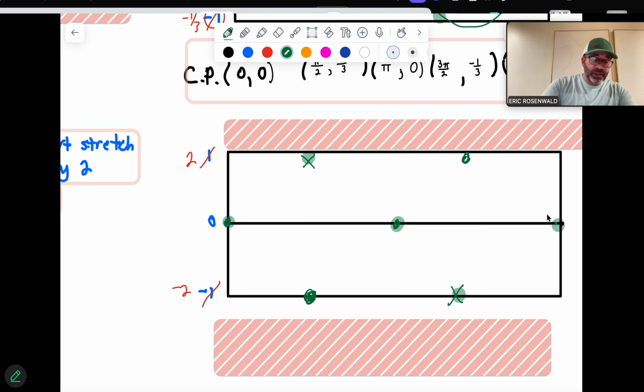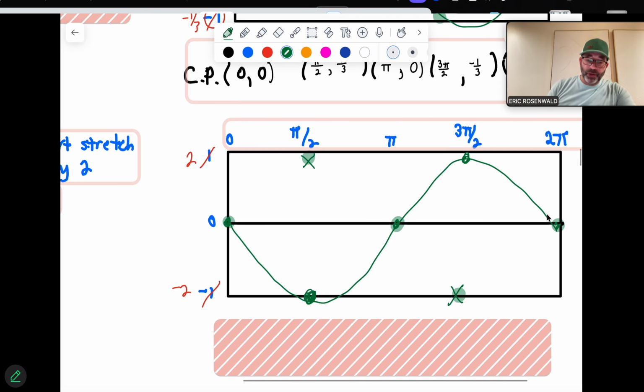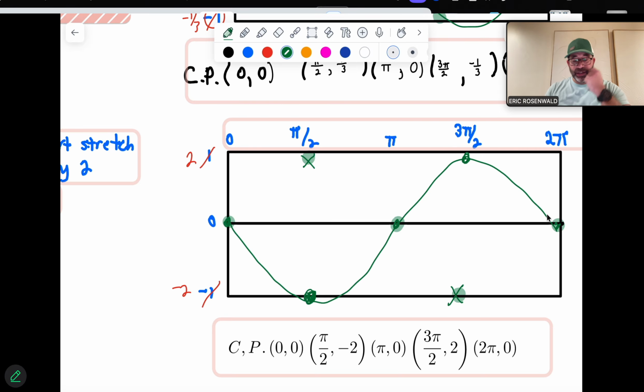Okay? And it stays exactly where it is. So now my graph is actually going to look like this instead. It's been flipped over itself, okay? Let's go ahead and grab each one of those critical points. We're going to be at (0, 0), (pi over 2, -2), (pi, 0), (3 pi over 2, 2), and (2 pi, 0).